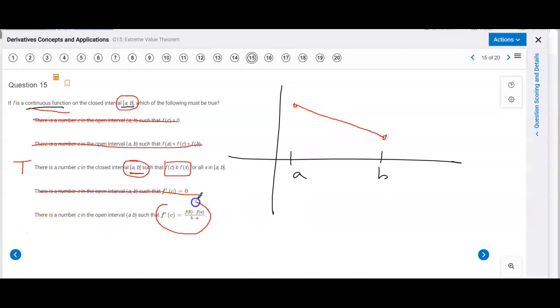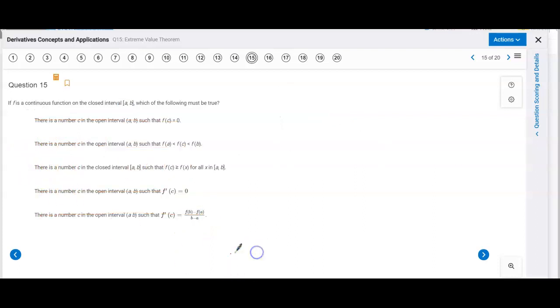How about here? This should look familiar to you guys. That's the mean value theorem. The mean value theorem is only true whenever it's continuous and differentiable. But the problem didn't tell us that it's differentiable, so we can't assume this either. So by elimination, we can see that this one works also. So the answer must be the middle one. All right, move on to the next question.